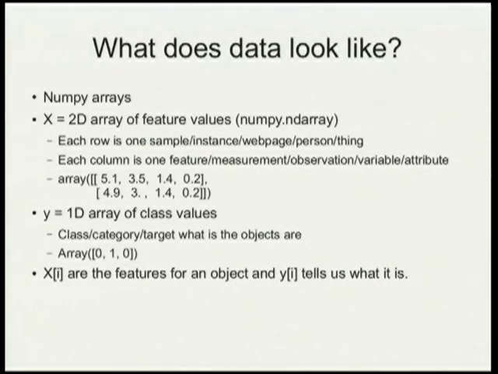The Y array is basically what type of thing is it. And in a classification task, this might be 0 if the email is not spam, and 1 if it is spam. And basically, the length of this Y array has to be the same as the number of rows in the X matrix. And basically, Xi are the features for the object, and Yi tells us what that object is. So this is the data model that scikit-learn uses.